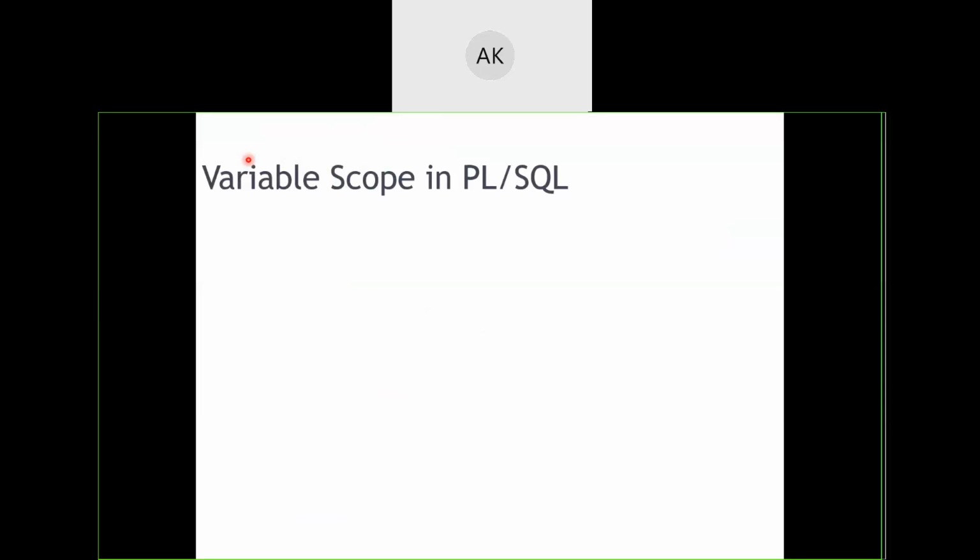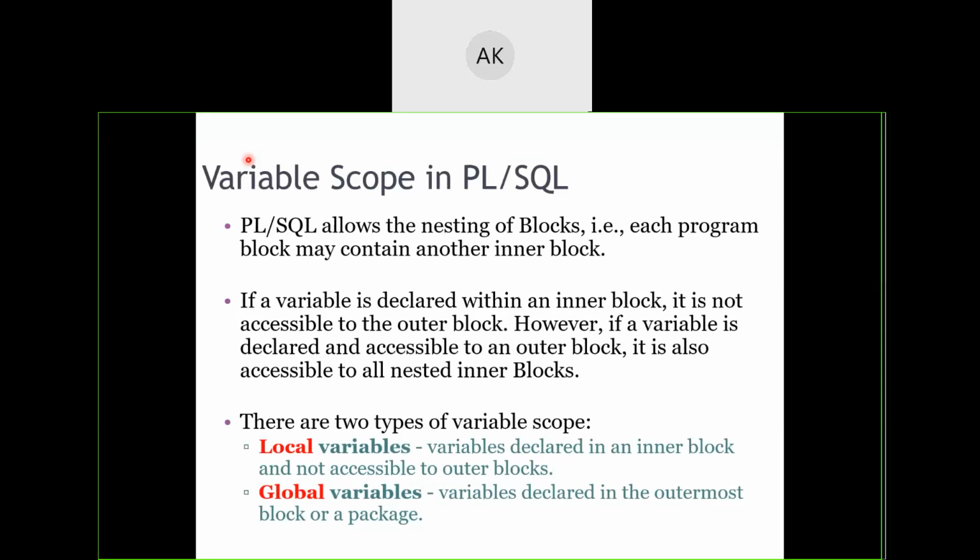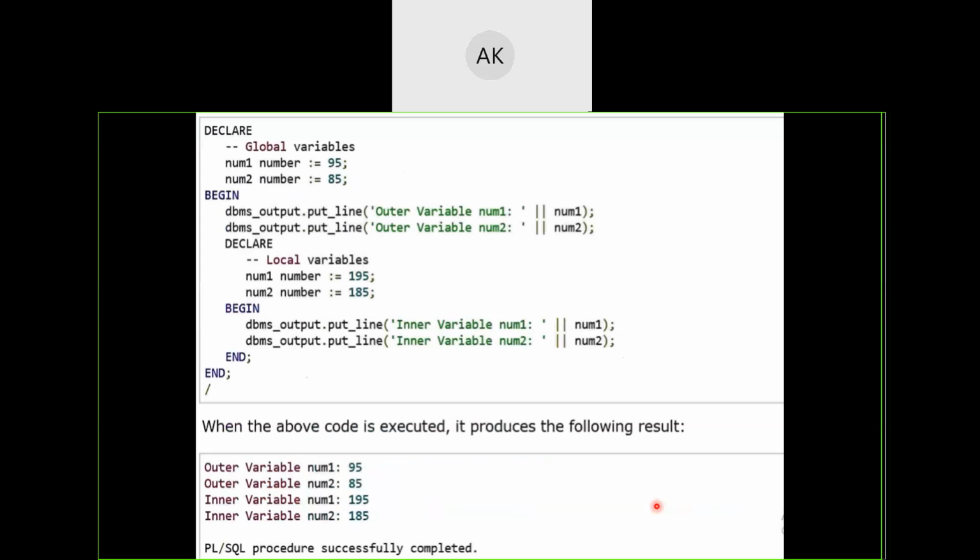So now, what is the scope of the variables? Global and local. We have two types of variables. Local variables are declared within a block, within the inner block, and their validity is only within that particular inner block. Whereas global variables are declared in the outermost block or package, and their visibility will be to all the blocks, outer block and inner blocks, and if they are declared in a package, they are visible throughout the package inclusion. So here I have kept global variables, and then here again I am using local variables.